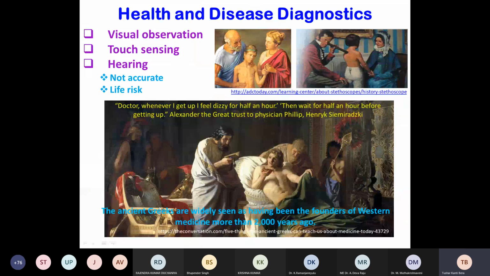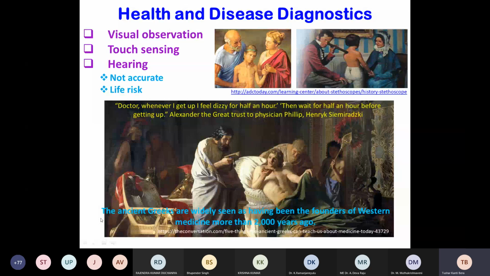But in ancient times, when our medical science was not so developed, doctors were trying to get some superficial information through visual observation, touch sensing, and hearing to detect a health problem or a disease. During that time, no medical experimentation was possible, and no instrument was available, only very small instruments like a pipe for getting a clear sound. So that type of signal was not very clear and also not very accurate.